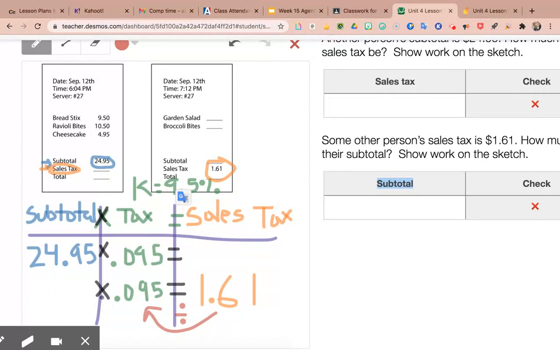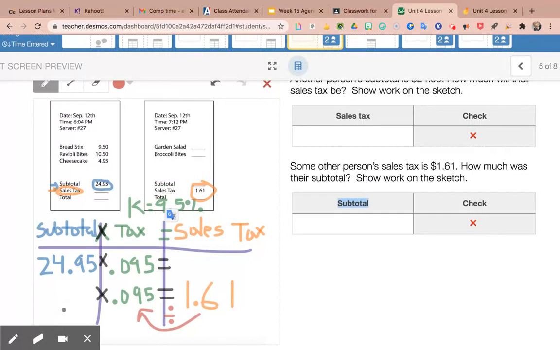You're going to get a bunch of decimals. Remember, we stop at the second decimal place. So it should be around $16 and something cents. So cut it off at the second decimal place, and then these check marks right here will let you check your answer. So we've set it up for you.